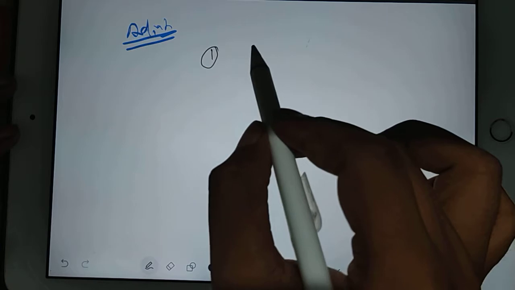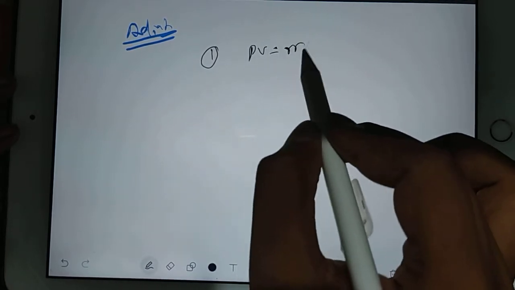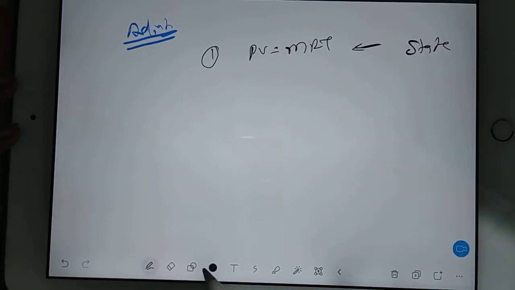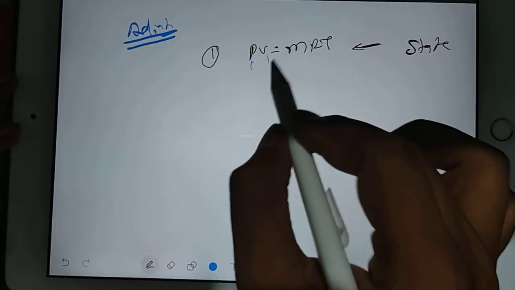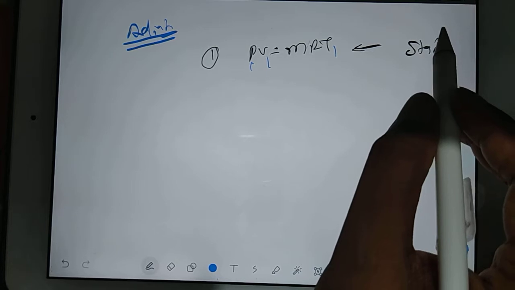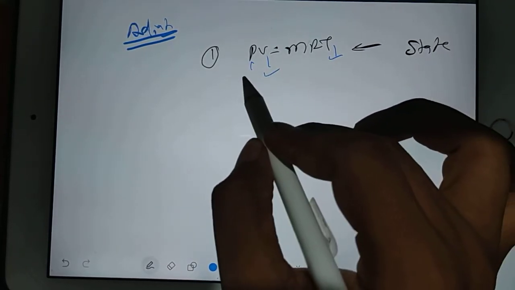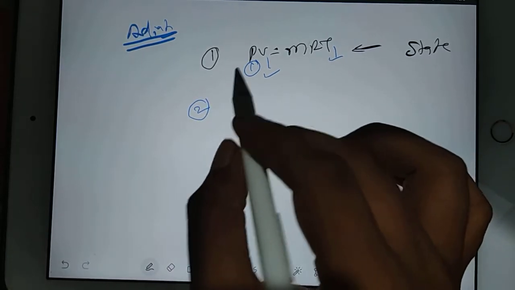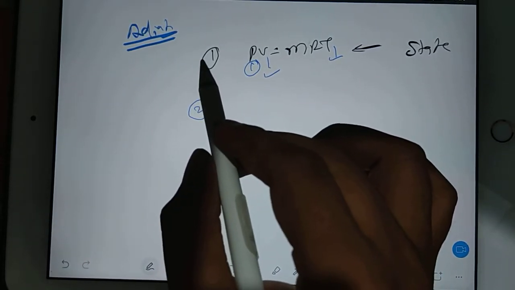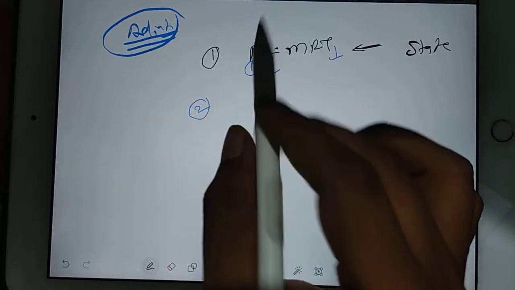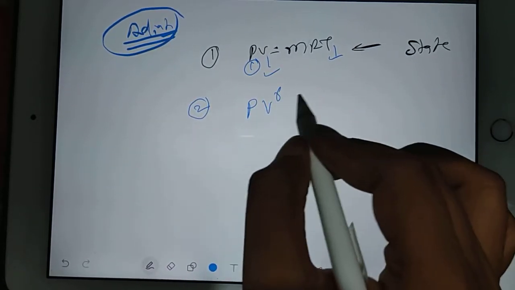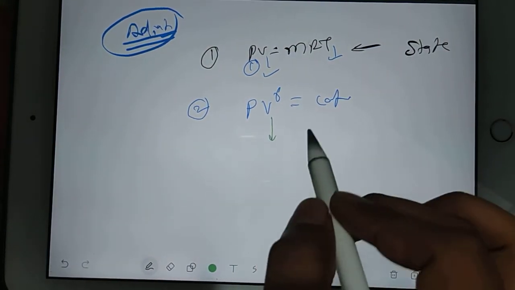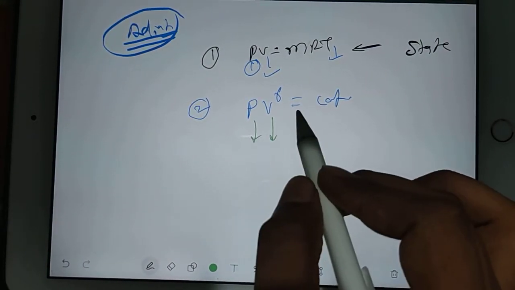First you should understand PV is equal to MRT is valid only for a state. It means if P1 is given and V1 is given, you can find out T1, or if T1 is given and V1 is given, you can find out P1. It is only valid for the state. Now next, when you change the state, it means you are applying a process. Which process? Adiabatic process. So for that process you have the formula PV power gamma is equal to constant. It means when your state is changing, it will change according to this rule.